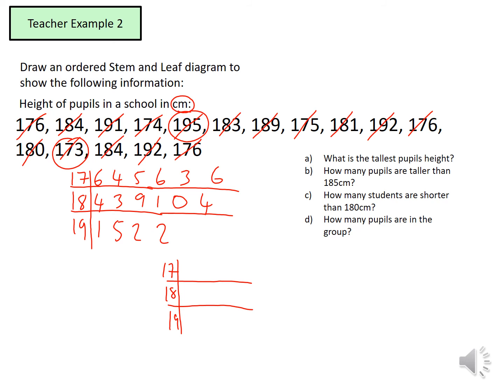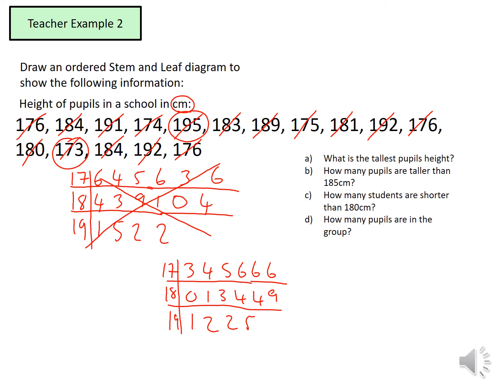So for where the stem is 17, I will have 3, 4, 5, 6, 6, 6. 18, I will have 0, 1, 3, 4, 4, 9. And for 19, I will have 1, 2, 2, and 5. I have now got my ordered stem and leaf diagram. I don't need my rough version anymore, so I cross it out.